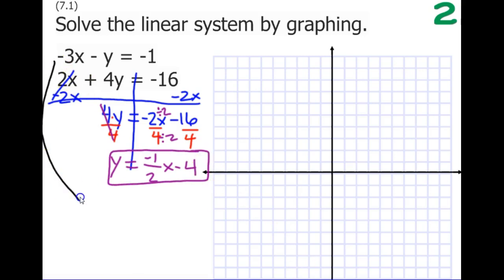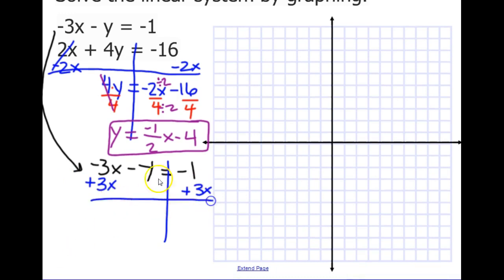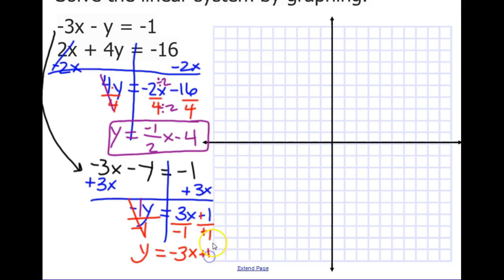Second equation I'm going to rewrite down here as well. Negative 3x minus y equal to negative 1. So I need to get y by itself, so I'm going to add 3x to the other side. So I'm left with a negative y, don't forget the negative, and then 3x minus 1. And that is a negative 1, so we need to get rid of it by dividing by negative 1. So those eliminate, and I have y equals 3 divided by negative 1 is negative 3x, and then here two negatives make a positive 1.